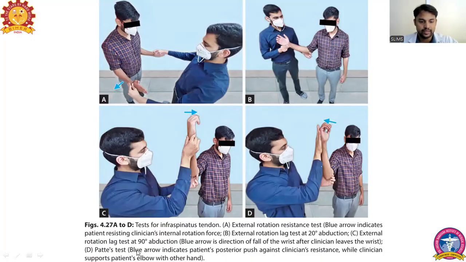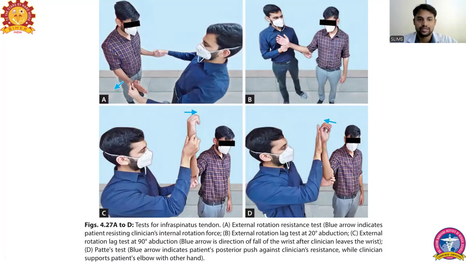And D is called the practice test. We saw image D, so it's the same. The blue arrow indicates the patient's posterior push against resistance when the clinician supports the patient's elbow with the other hand. Usually the patient should push. If he's not able to push, if he leaves the hand like this, external rotation is difficult.